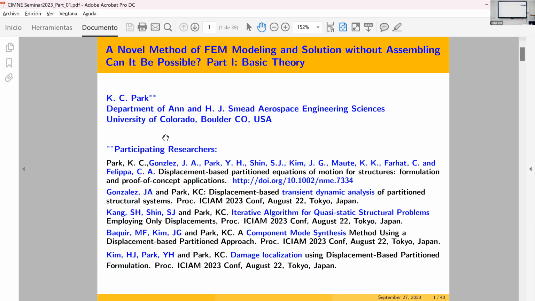And I have many colleagues that really tested this idea for different applications: transient dynamics, quasi-static problems, the ROM, which in structural mechanics is known as CMS, component mode synthesis, and lately the damage detection problem.